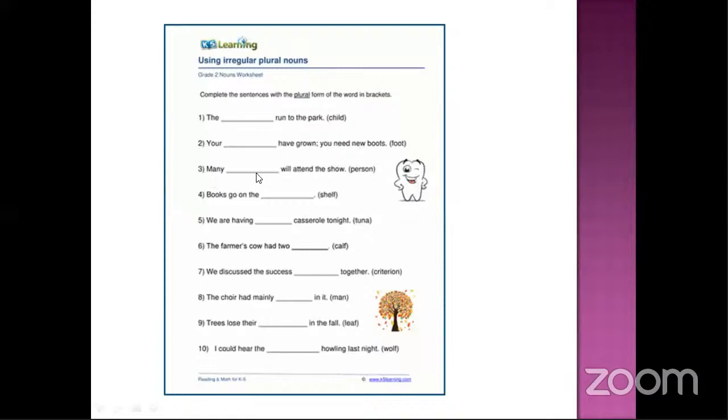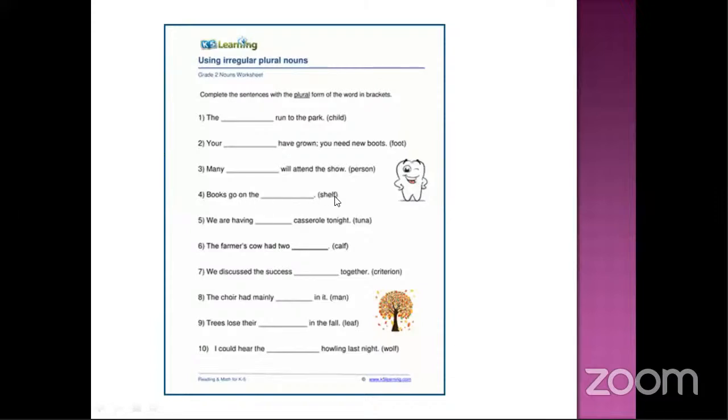Third one, many blank will attend the show. Person is the noun. What is the plural of person? Yes, the plural of person can be persons, or most commonly we use people. Person, persons, or people. Yes, good. Number 4. Books go on the, the word is shelf.